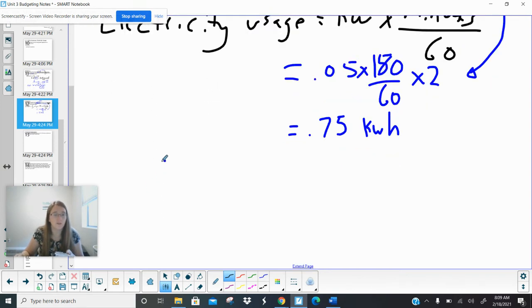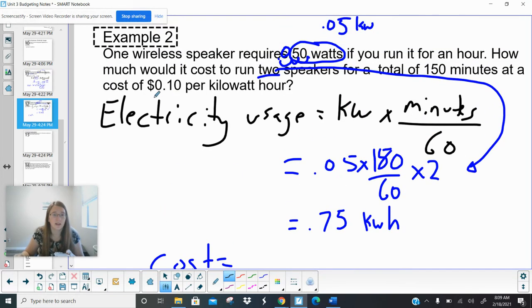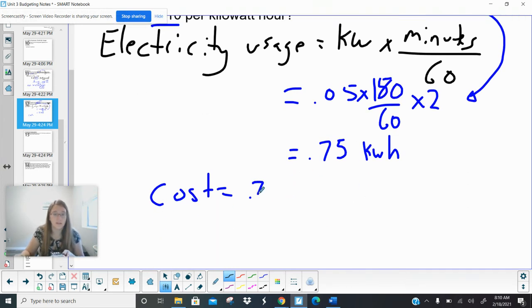Do not forget your final goal, which is to find the cost. So it's 10 cents per. Once again, we've used 0.75. Go ahead and find the cost. Well, 0.75 times 0.10 is what you should have done. This is now going to be money. You should get 0.075.